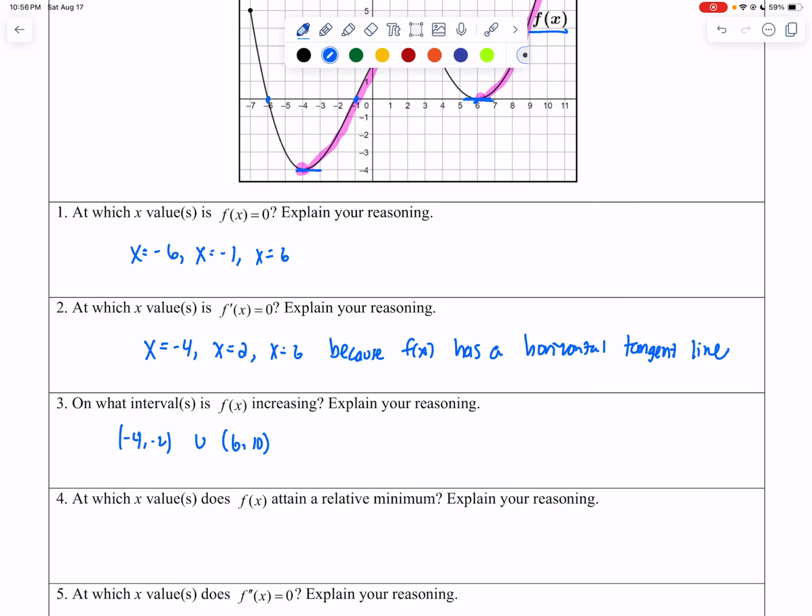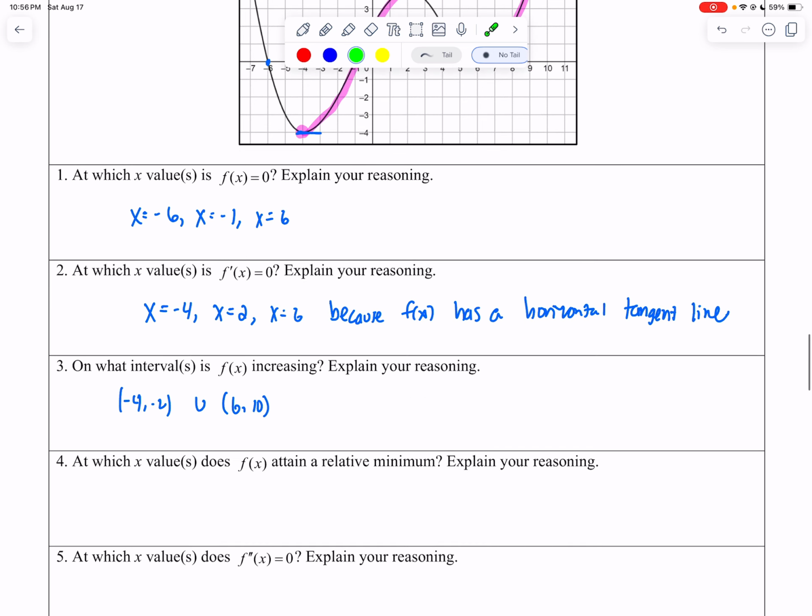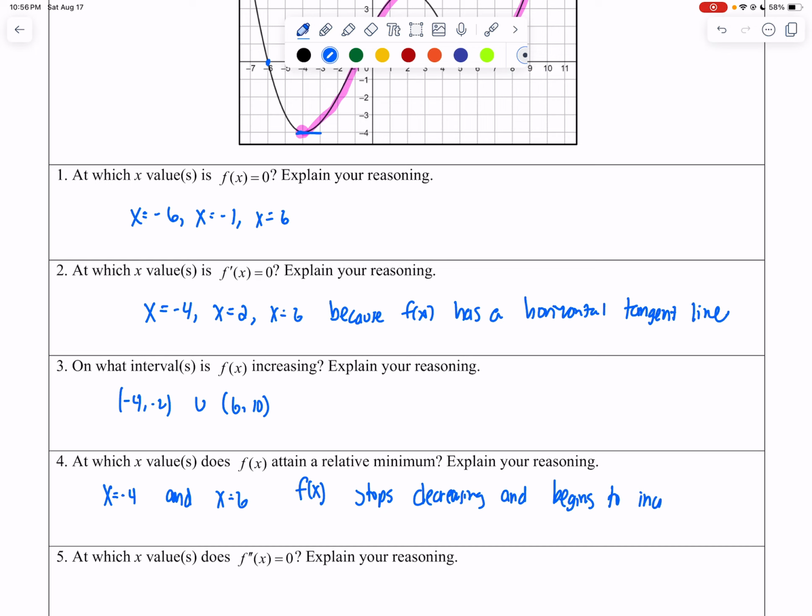At which x value does f of x contain a relative minimum? So in this case, we know that's going to happen at -4 and at 6. To justify, you could say that f of x stops decreasing and begins to increase.